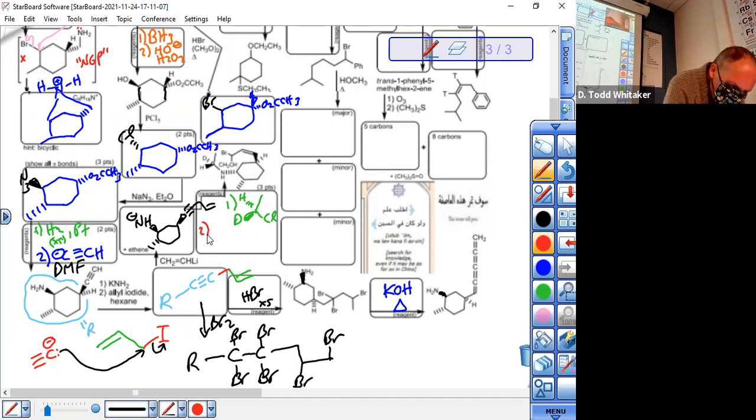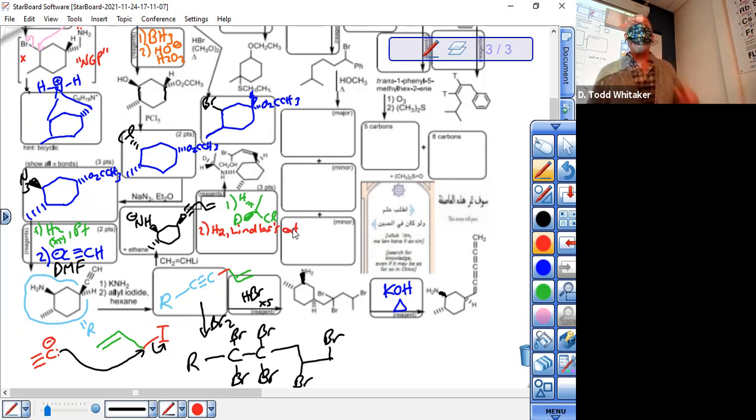If I do this and say H2, comma, Lindlar's cat. What's that do? What's the only thing that reacts with H2 and Lindlar's cat? Alkyne. Yeah, the beauty of Lindlar's catalyst is it won't touch an alkene. And we don't want this lovely alkene that CH2CH touched. That's the same here. CH2CH. Didn't change. The triple bond did. It became a cis alkene.